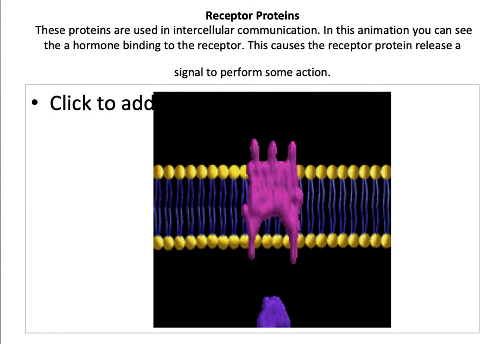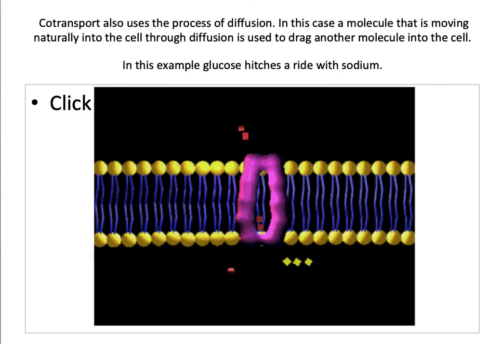And there are receptor proteins involved in this. These proteins are used in intracellular communication, and we're not going to show the animation here, but these are the proteins that are involved in cotransport.